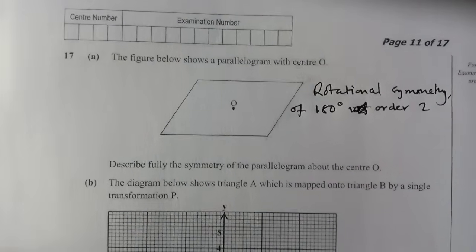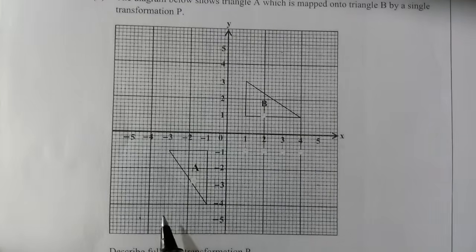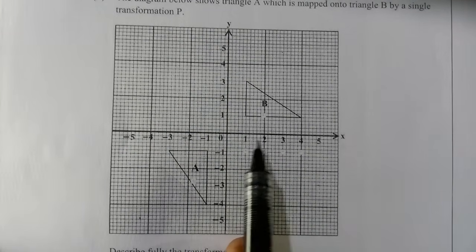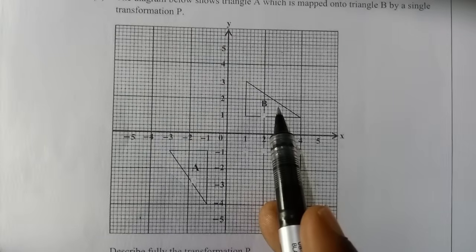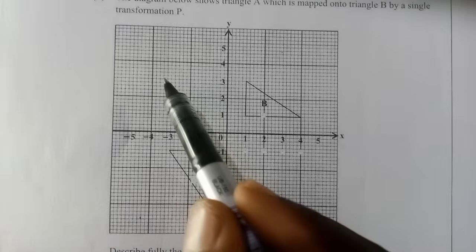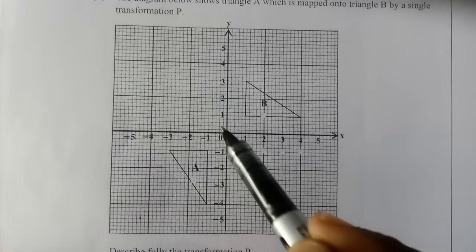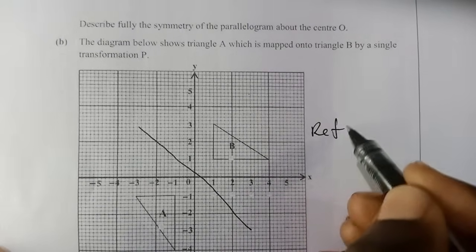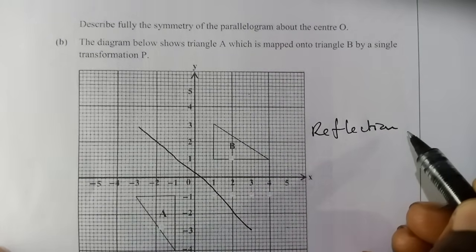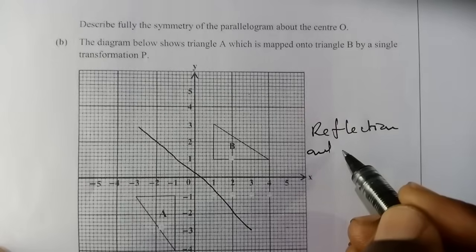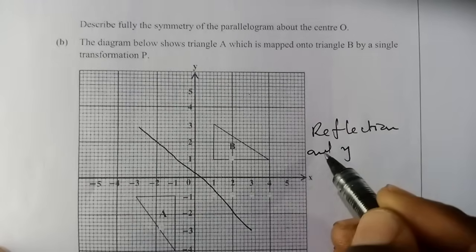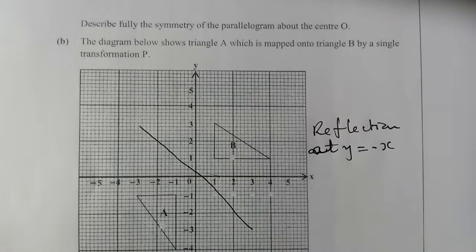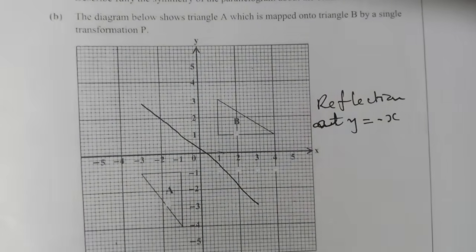Okay, so now the next question. The diagram below shows triangle A over here, which is mapped onto triangle B by a single transformation. If you can see nicely, to describe this, it is a reflection. And the line of reflection is y is equal to negative x. This line is y is equal to negative x. Okay, go to the next question.